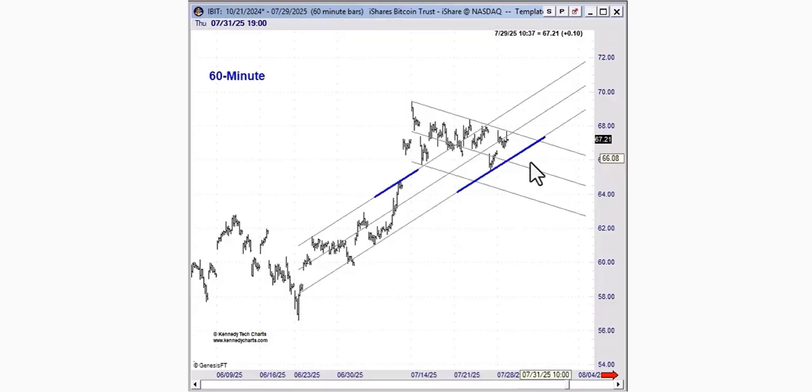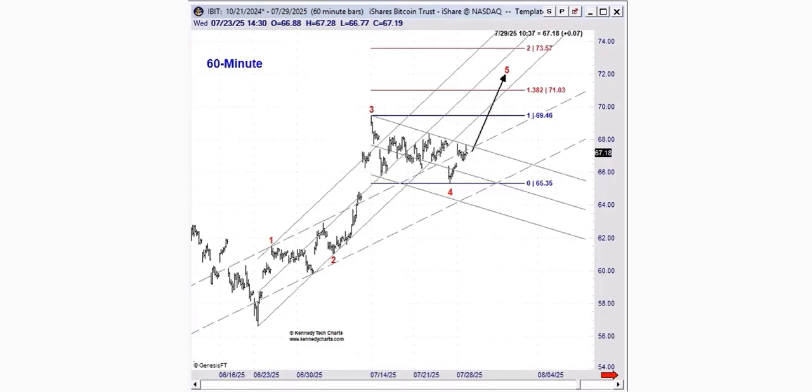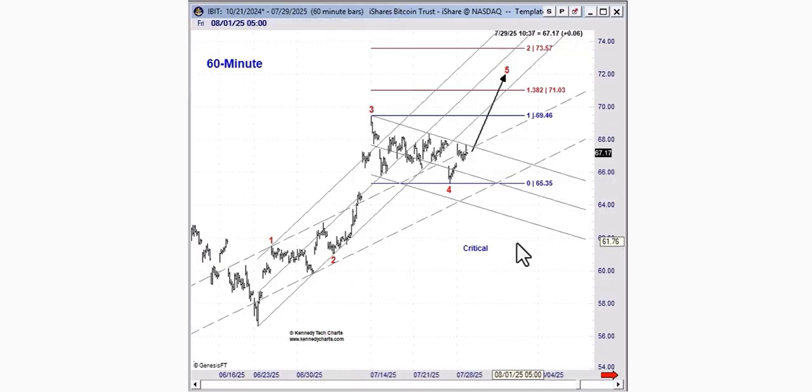And if we want to elaborate a little more on the technique, we can also take that parallel and drop it down to that origin point here. So now we know where our significant trend line support is for this issue moving forward. Here's what it looks like when it's all said and done: 1 up, running flat 2, 3, pullback in wave 4 right here. Naturally, 65.35 is going to be my critical support level.